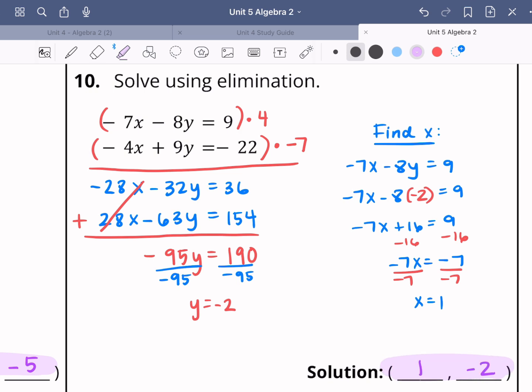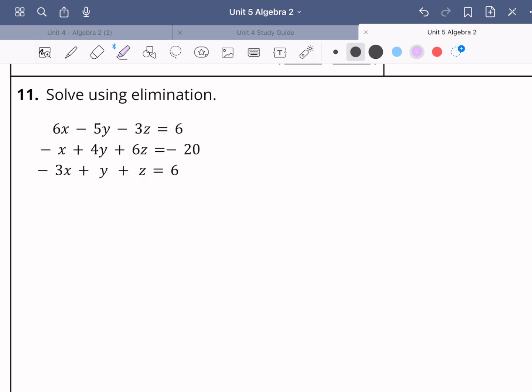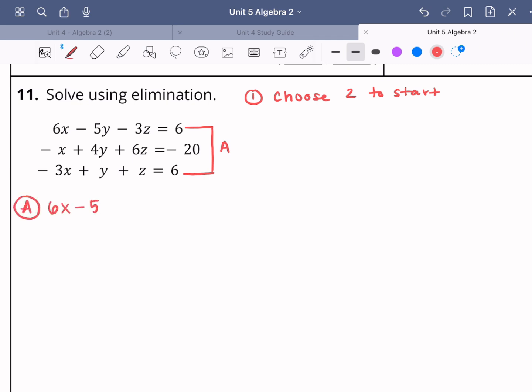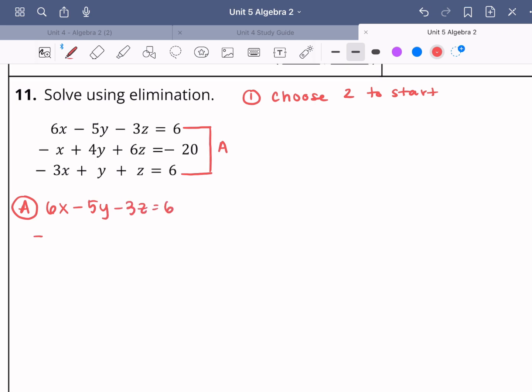So here's our solution. The first step here is to choose any two equations to start with. It doesn't matter what you choose, but typically we choose ones that are going to be easiest to find a variable that cancels. Let's do the first and third equation. So we're going to go with this one and this one for equation A. So in A, I'm using 6x minus 5y minus 3z equals 6. And then I'm going to do -3x plus y plus z equals 6.